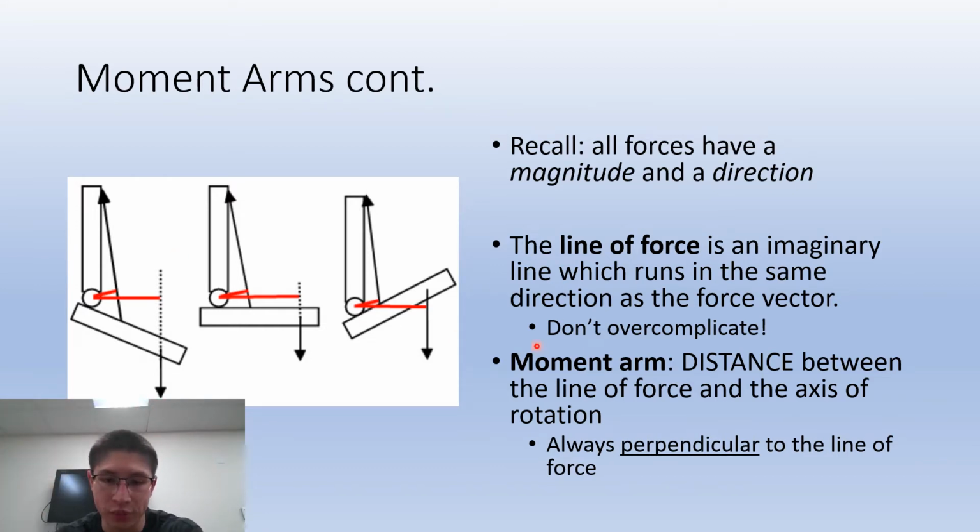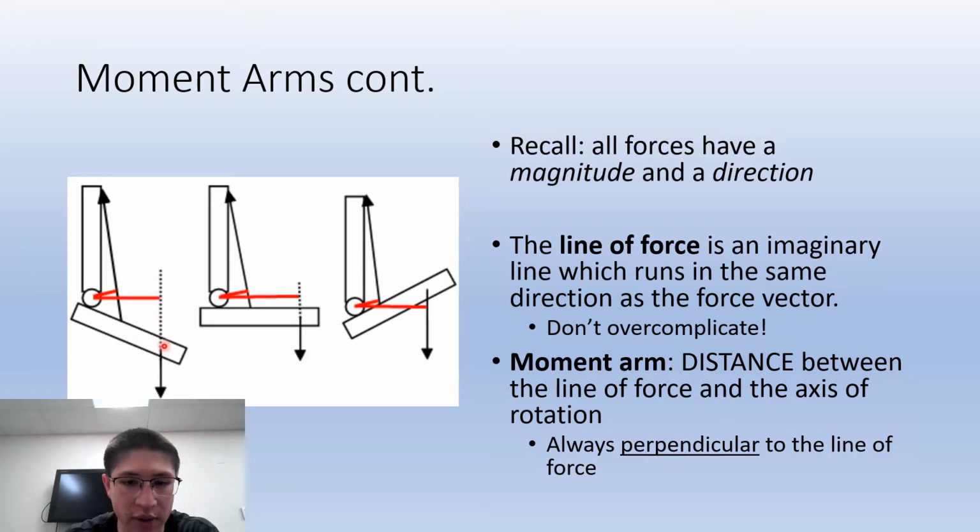That's all it is. Now, we know what the center of rotation is, and we know what the force or the line of force is. So now we can easily find the moment arm, because the moment arm is just the distance between the line of force and the center of rotation.